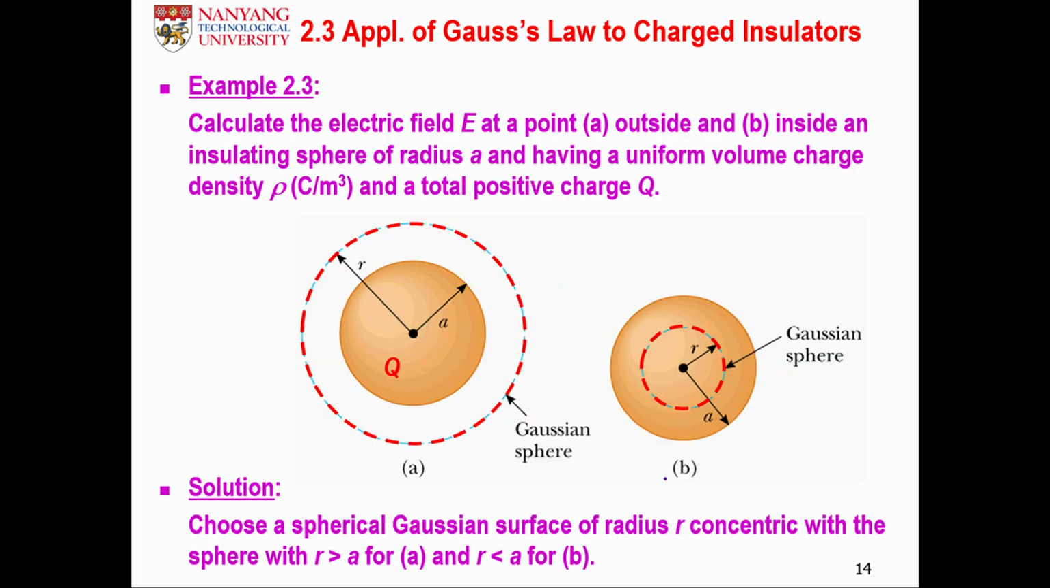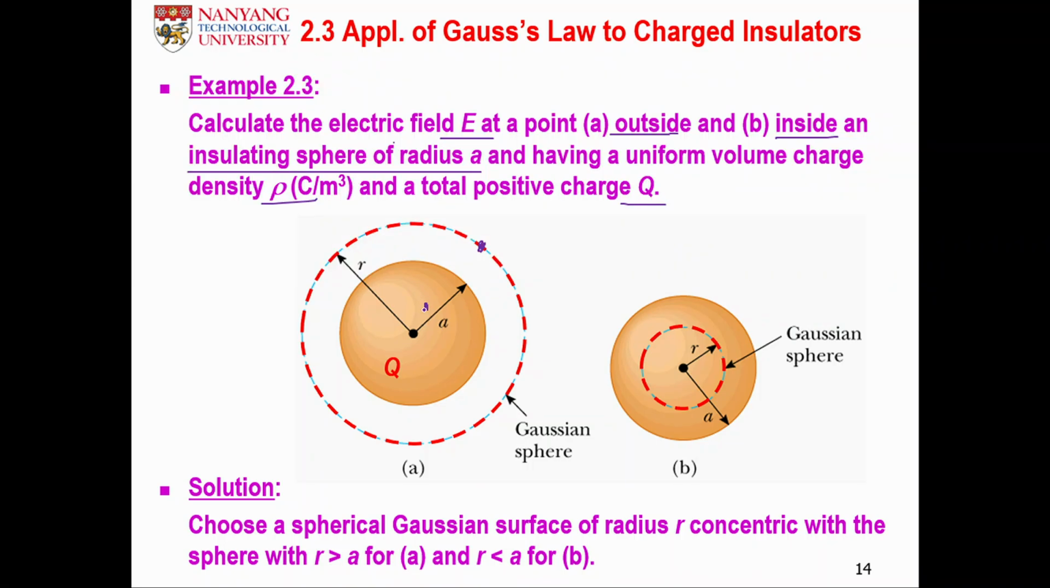Okay, so before we have a break, let's quickly look at this example, how exactly we can use this Gauss's law to determine electrical field E. In this case, it asks you to calculate this electrical field E at the point outside and inside an insulating sphere of radius a, with a uniform volume charge density rho and total charge capital Q. So basically, it asks you to determine the electrical field E at some point, let's say here, outside the sphere, or some point here, inside the sphere.